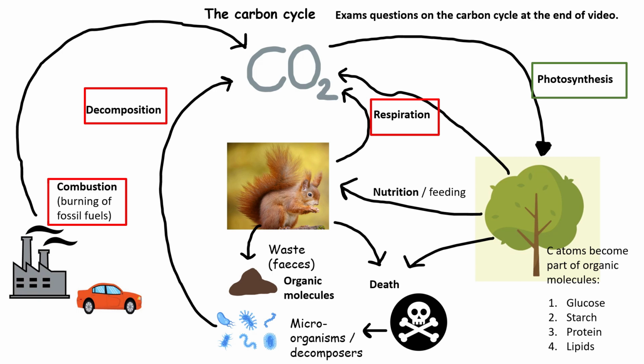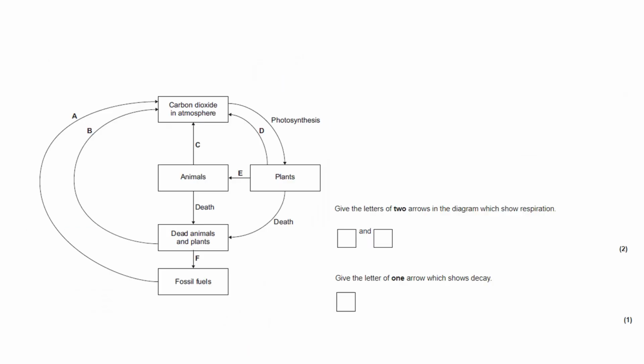This is the carbon cycle. The key points: you need to remember that there are three processes that put carbon dioxide in the atmosphere, and only one that takes it out, and that's photosynthesis. Make sure you study this cycle and you learn it. Now we're going to go through an exam question where you will have to apply the knowledge from this cycle to answer the questions. Let's have a go at the first one. So pause the video and have a go.